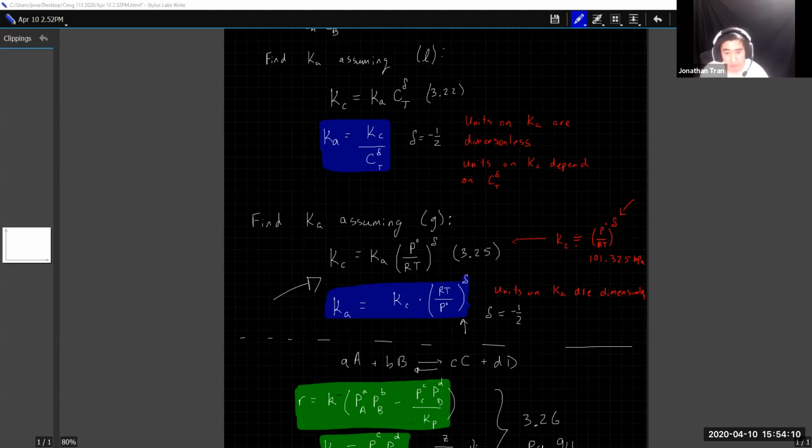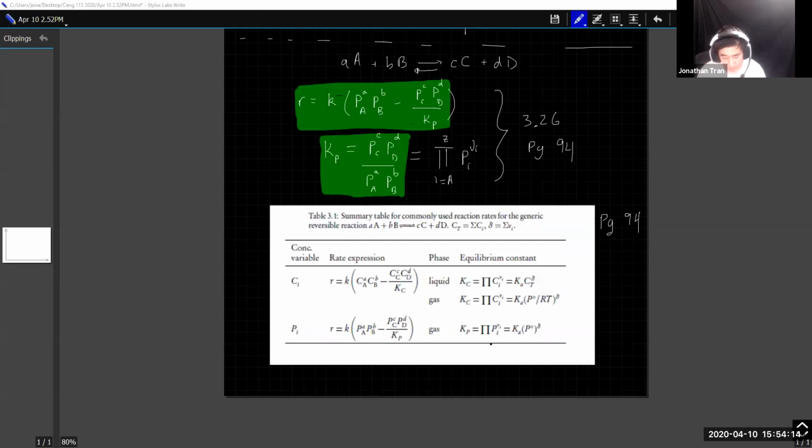Question: is there a relationship between Kp and Ka? Yes. If you go down to table 3.1, this here is the relationship, the last one. Kp is equal to Ka times P naught to the delta.